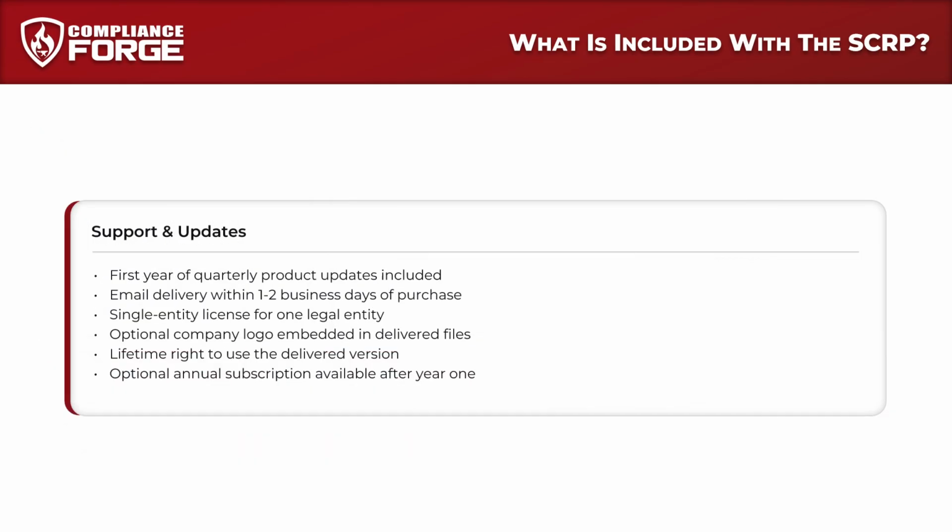Purchase also includes the first year of quarterly product updates, email delivery within 1 to 2 business days, a single entity license for one legal entity, your company logo optionally embedded in the delivered files, a lifetime right to use the delivered version, and an optional annual subscription available after year 1.